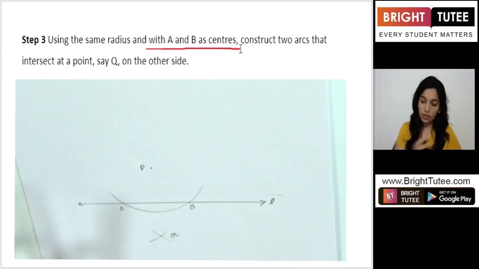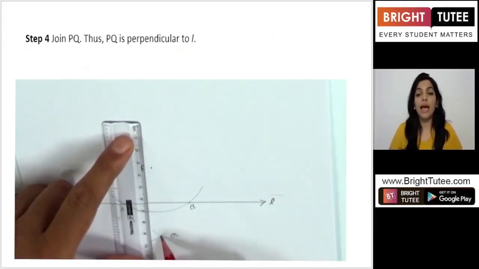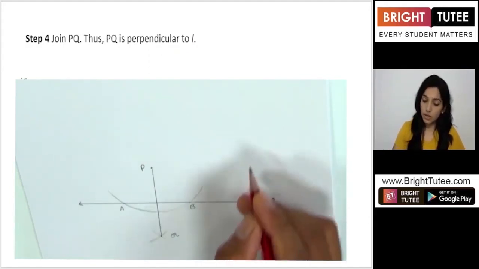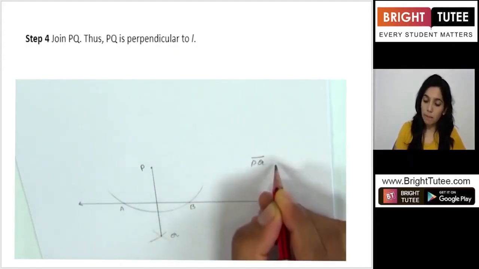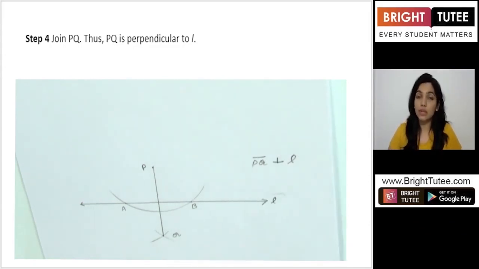Okay. Now what you need to do, you simply need to join P and Q, and this is how your perpendicular will look. Okay. So we have drawn a line PQ perpendicular to the line L. Even if you think it looks tricky to do this, if you try it once or twice, I'm sure you'll see that it's really simple to draw such structures.